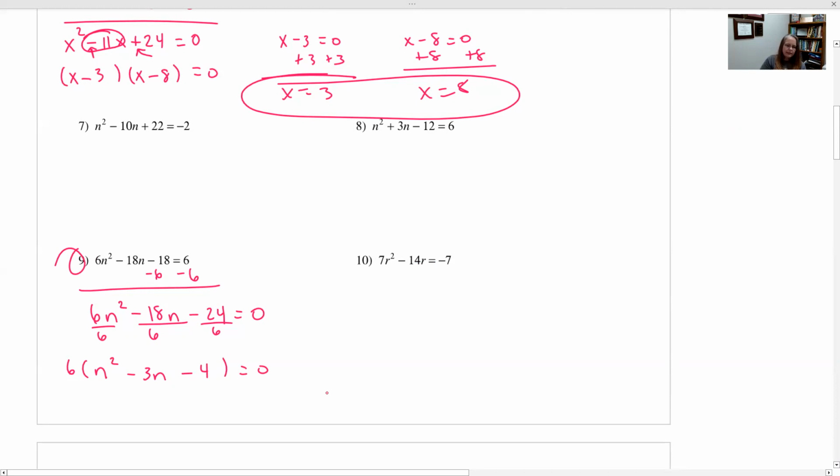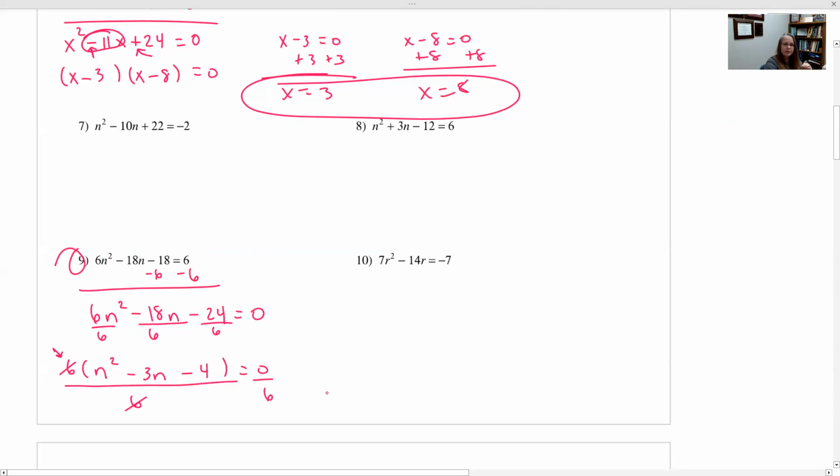Okay. Now it's time to solve. We're at a crossroads. We got a couple of directions we can go with this. I can go ahead and deal with this 6. Since it's just a number, it does not have a variable in it, I can divide both sides by 6 to get rid of it.